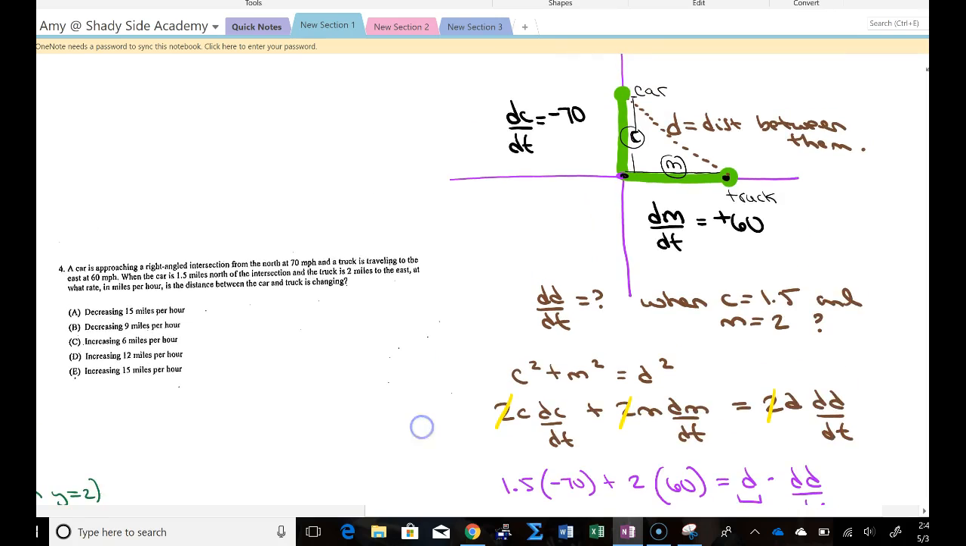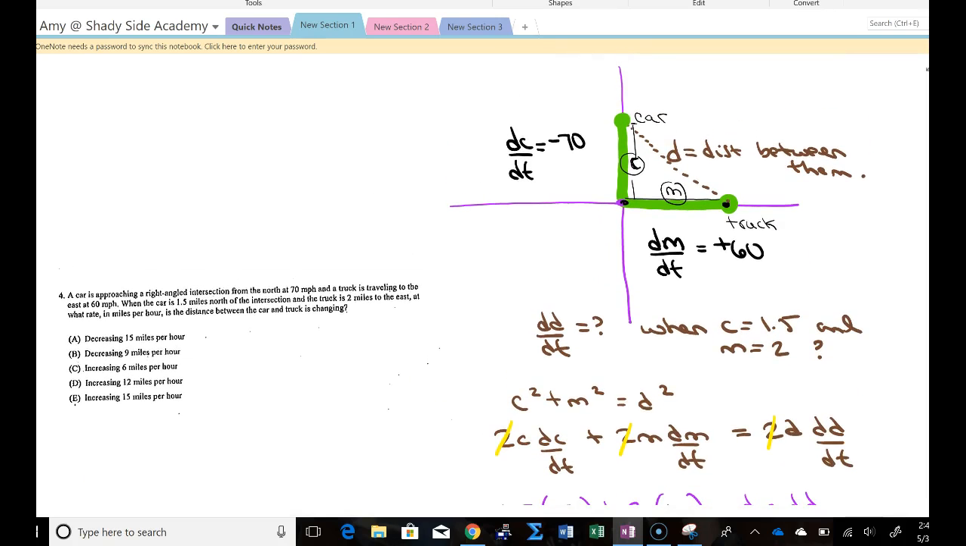Most important thing here is the drawing you draw. Here's my car. There's my truck. The car is coming towards the intersection this way. The truck is going away from the intersection. So this distance that I called C, C is decreasing. That's why dc by dt is negative 70 miles per hour. M, though, is increasing because the truck is driving away from the intersection. So dm by dt is positive.